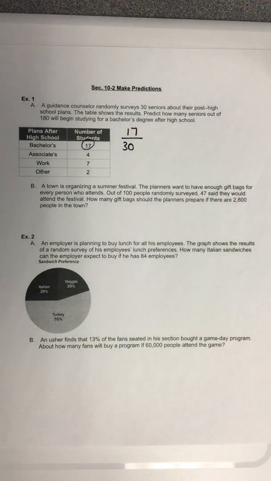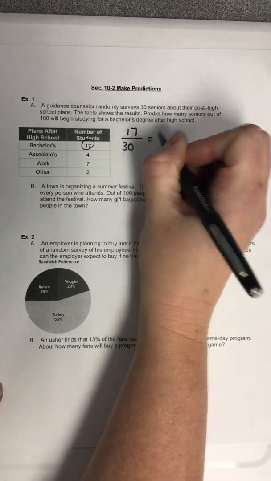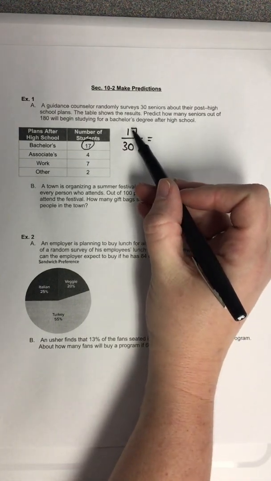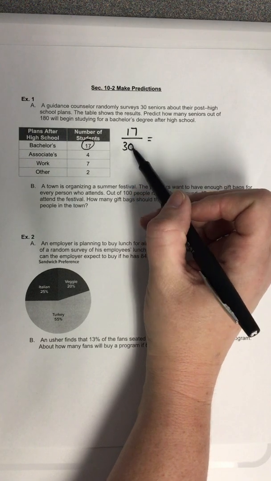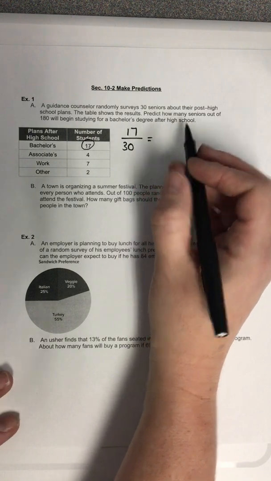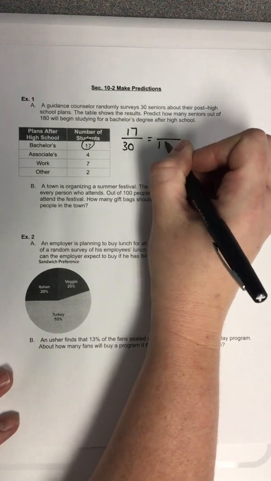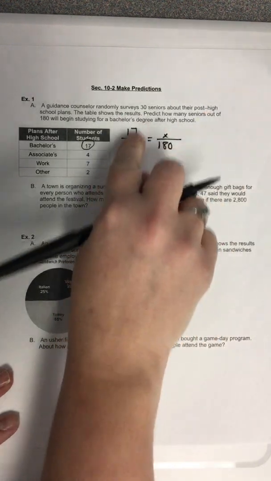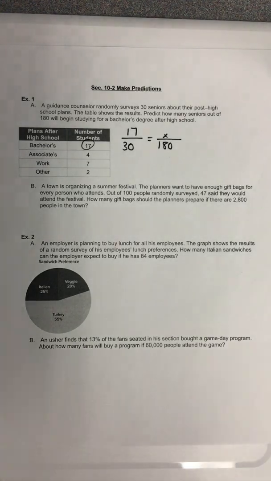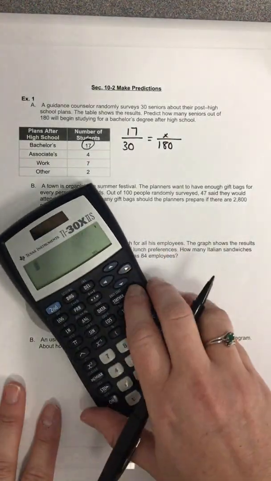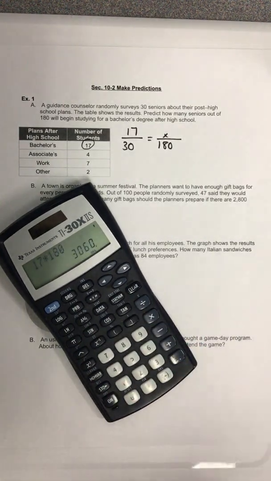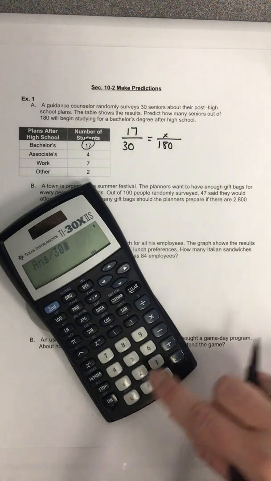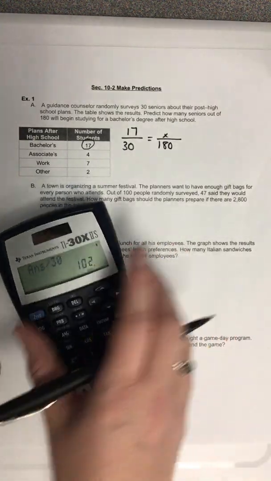Now we're wanting to make a prediction about the entire population of the 180 seniors. So it's that part to whole thing. So 17 is part of the kids surveyed who said they wanted a bachelor's degree over the 30, which was the whole amount surveyed. The 180 represents the whole, and then I'm trying to figure out, well, based off of this, how many would I expect out of 180? So again, it comes back to a proportion. So multiply across 17 times 180, divided by what's diagonal from the variable, so divided by 30, and I've got my answer, which I would say is 102.